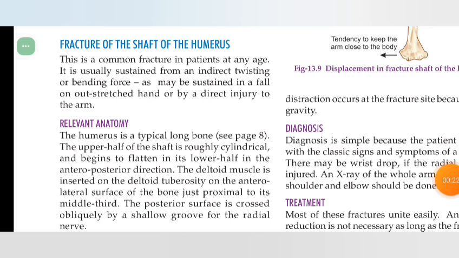Today we will discuss fractures of the shaft of the humerus. This is a common fracture in patients of any age. It is usually sustained from an indirect twisting or bending force, as may be sustained in a fall on an outstretched hand, or by a direct injury to the arm.